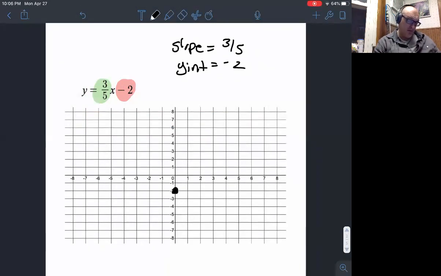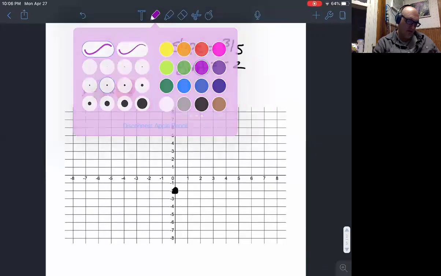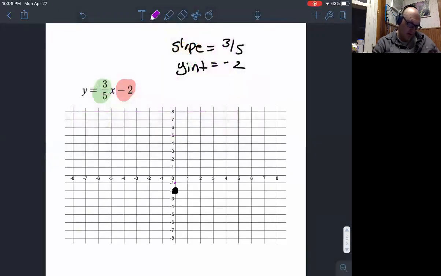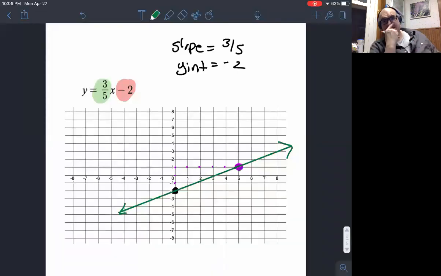So from this point, I'm going to go up 3 and over 5. 1, 2, 3. 1, 2, 3, 4, 5. Now I create my second point, and all that is left is to connect it with a straight line, which is exactly what I've done here.